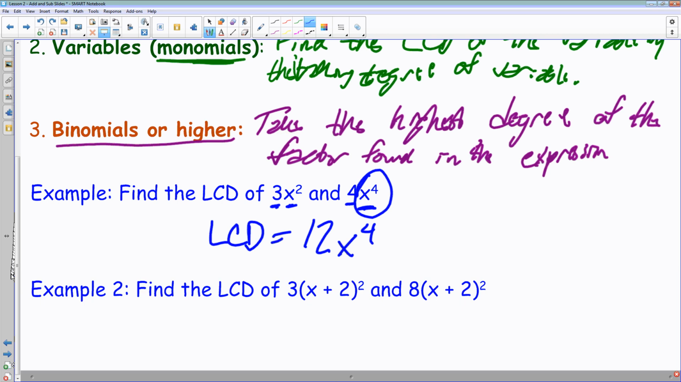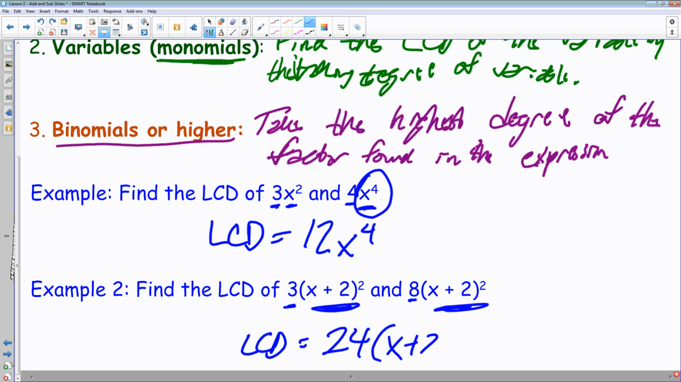But if you were working with a set of binomials like this, again, look at your numbers first, 3 and 8. The smallest number that both multiply into is 24. And then you've got x plus 2 squared and x plus 2 squared.